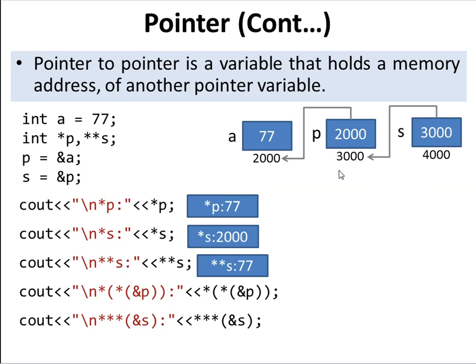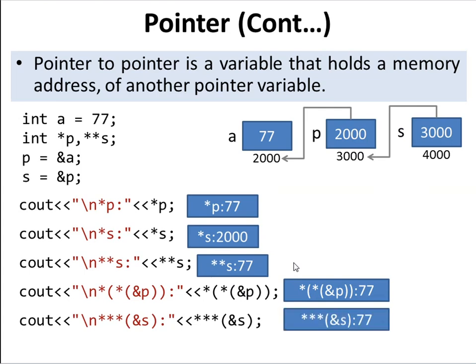When we do star star s, star s means the address of this, and then the address of this. The address 3000 contains 2000, and address 2000 contains 77. So here it will print 77. When we say star star and p, this is actually the same as the previous statement. It will just print the 77. It is just an elaborated way of how exactly it is executed internally by the compiler. When we say triple star contents of s, it will print the 77.